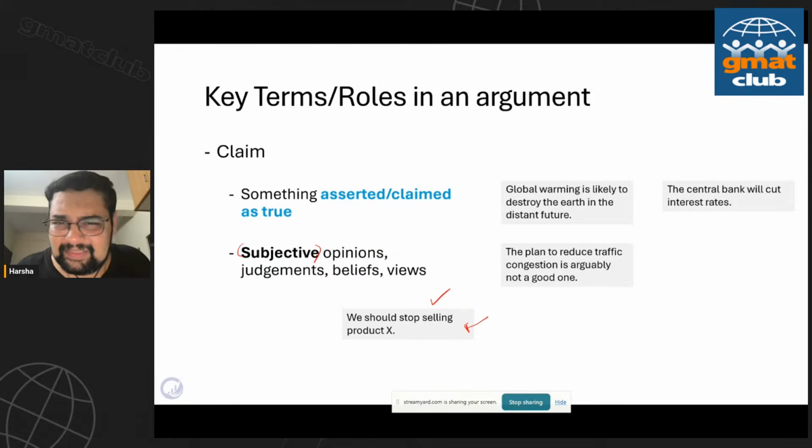Now, look at this one. Global warming is likely to destroy the earth. I'm making a prediction into the future. There's no way we know that for a fact. I'm guessing, I'm making this claim that global warming is likely to destroy the earth in the distant future. So these kinds of statements typically fall into this bucket called claims.